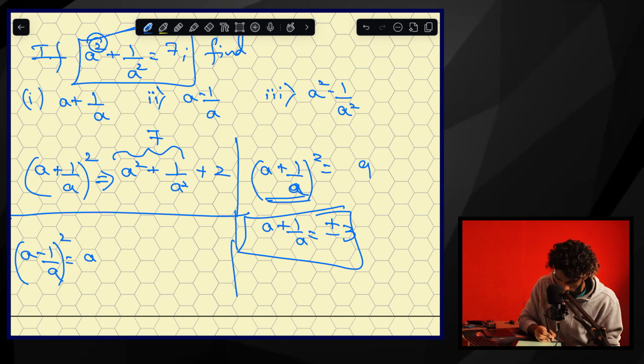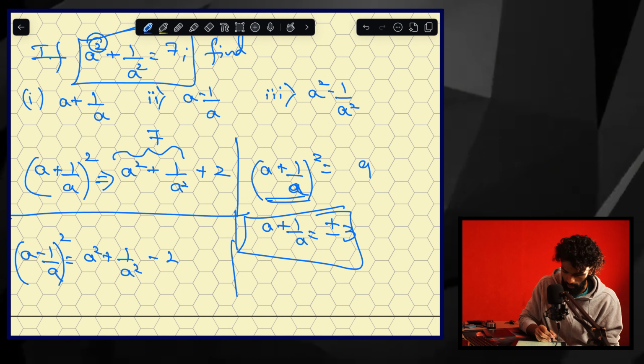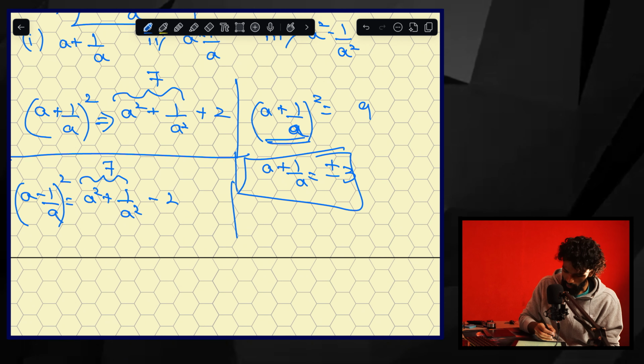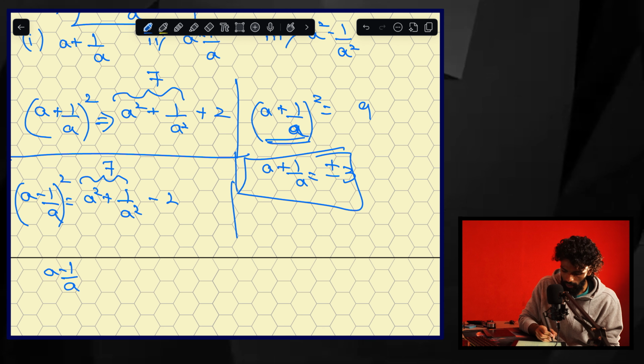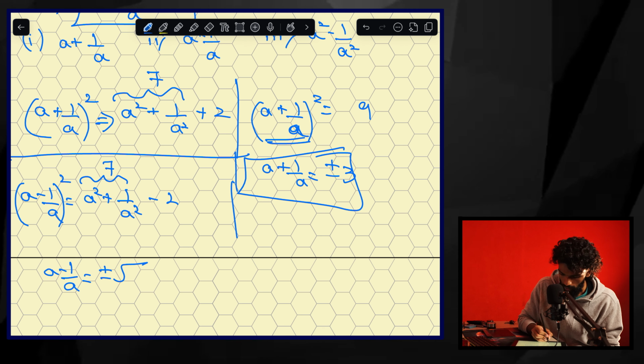So the answer becomes a square plus 1 by a square minus 2. The only thing that changes is the sign. So this becomes 7, I already know. 7 minus 2 is 5. But that's not what they're asking me. I want only a minus 1 by a. So the answer will be root 5, which is nothing but plus or minus root 5 I'll put.